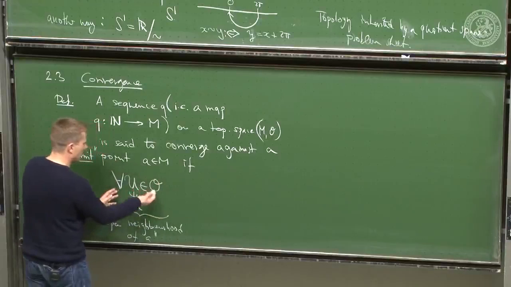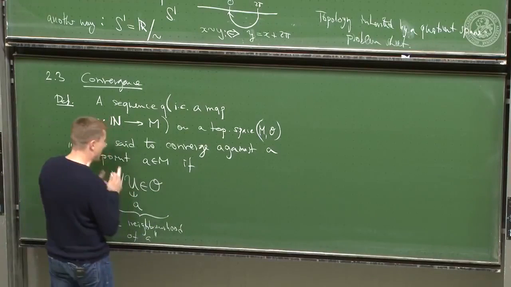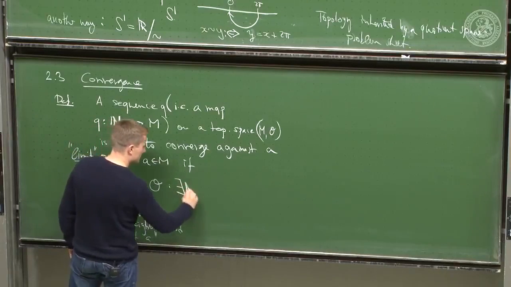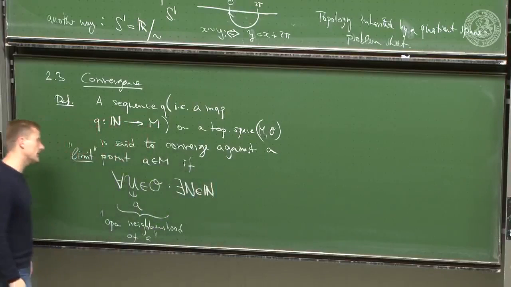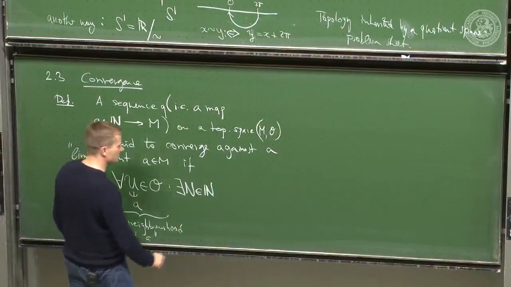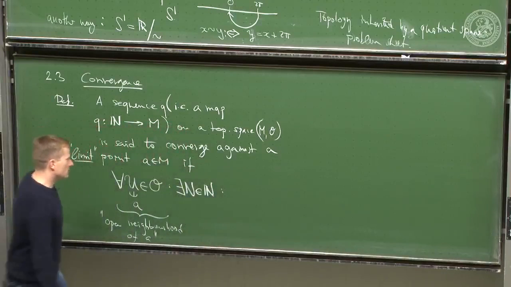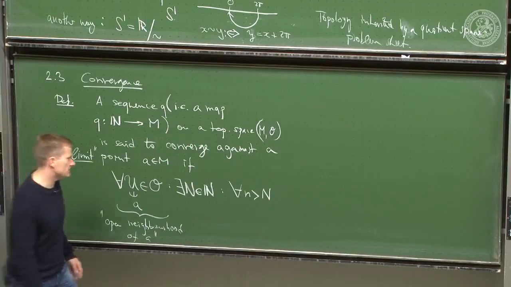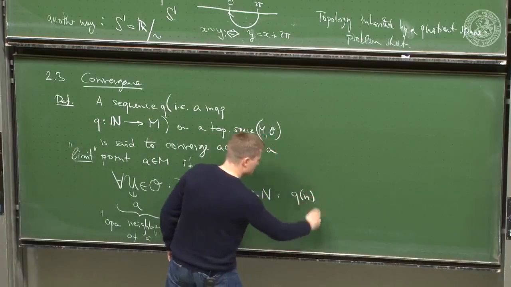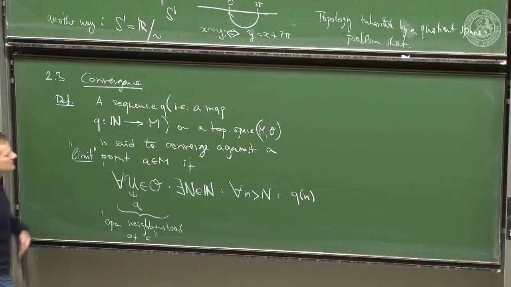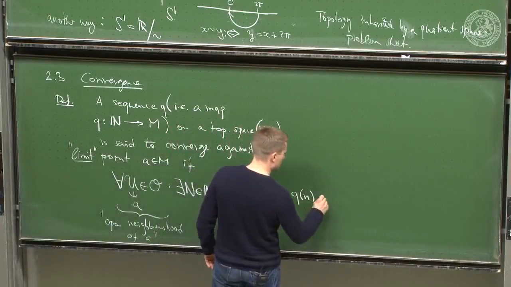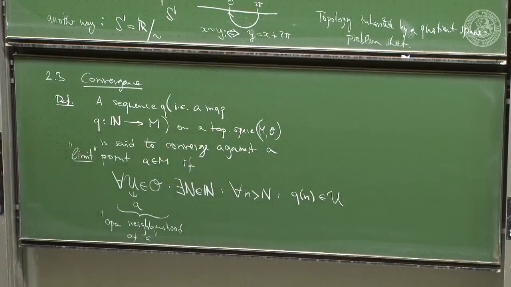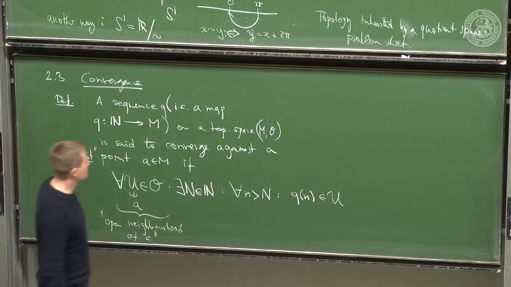So if for every, very important, if for every open neighborhood of the limit point, there exists an N in the natural numbers, sorry, it's not the integers, the non-negative integers, the natural numbers, such that for all n that are bigger than this particular N that exists, the images of the sequence of this map, starting from this capital N onwards, lie in this open neighborhood. Okay, that's the convergence.